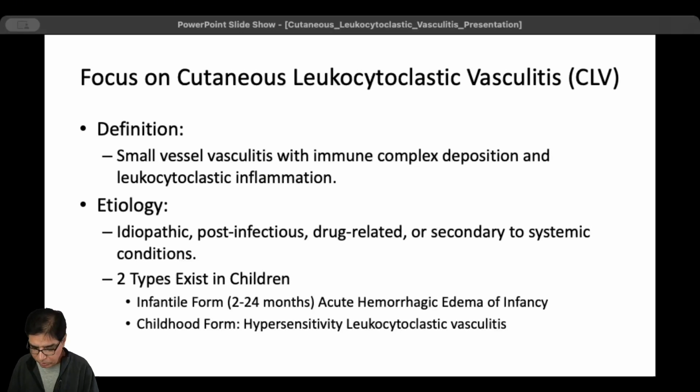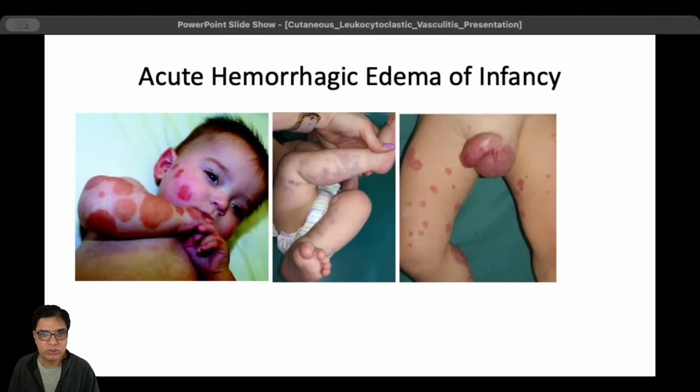How does the other one look? The acute hemorrhagic edema of infancy. I will just quickly show. So you look at this picture. You can see that these are different pictures of children, and it can appear in many forms. It can appear in the form of small circular or annular lesions which are non-blanching with an annular rim. They mostly appear on any part of the body. It can be associated with edema of the associated organs. For example, you can see here he's got edema of the penile shaft and the scrotum.